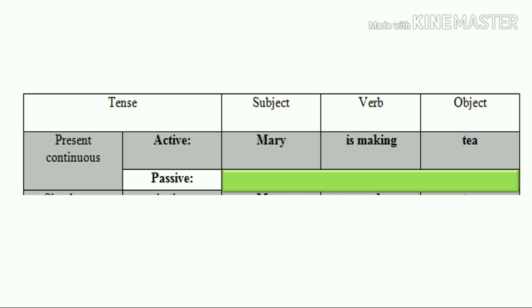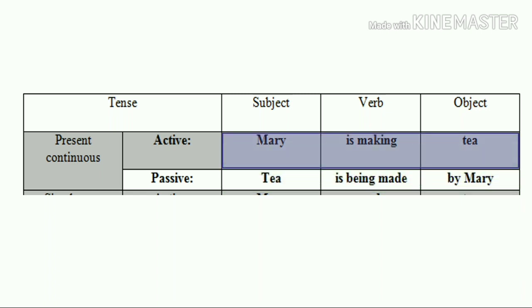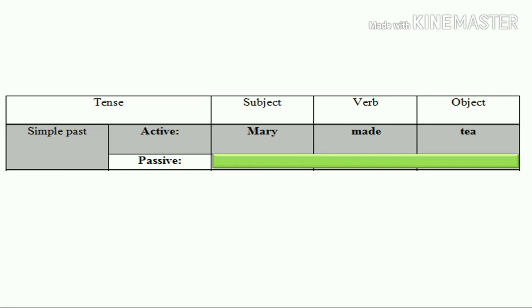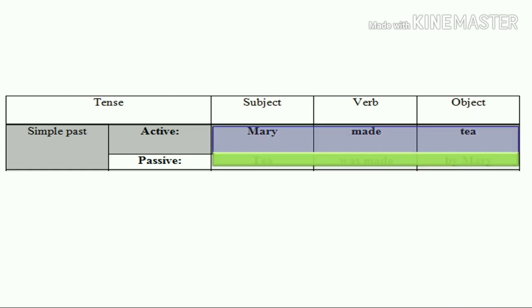Let's go. Mary is making tea. This is the present continuous. So, tea is being made by Mary. Now, you may pause the video, think about it, and then play so we can find the correction. Mary made tea. This is the past simple. So, tea was made by Mary.